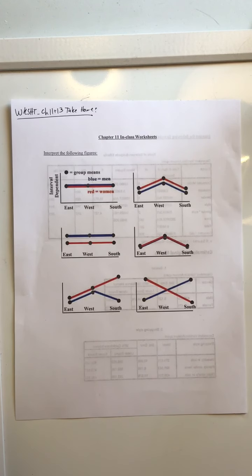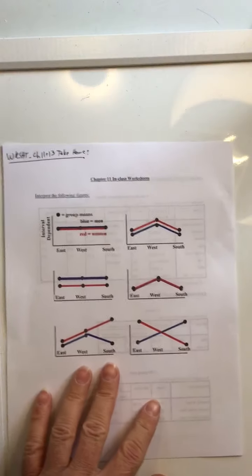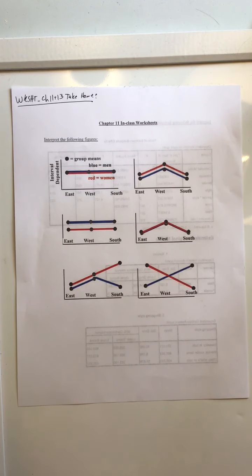Hello, good people. This is going to be a video about the worksheet, chapter 11 and 13, labeled the take-home one on Canvas. I think this is the one that is probably the most thorough. So I'm going to do one video of just this first page, and I'll label it video 1. Then video 2 we'll talk about the next couple pages, and there will probably be 3 or 4 videos associated with this whole worksheet so that we can break it up a little easier.